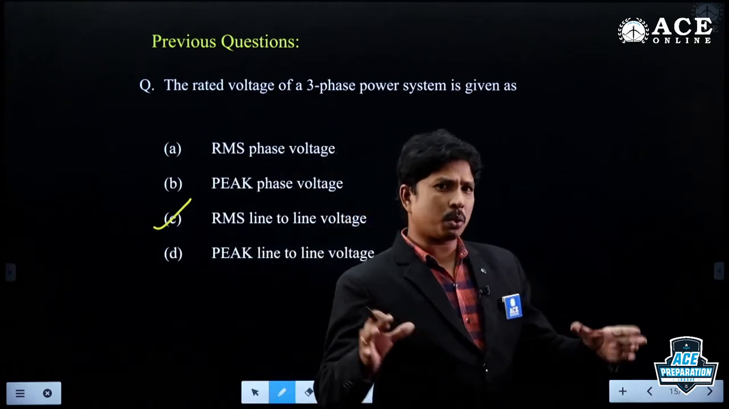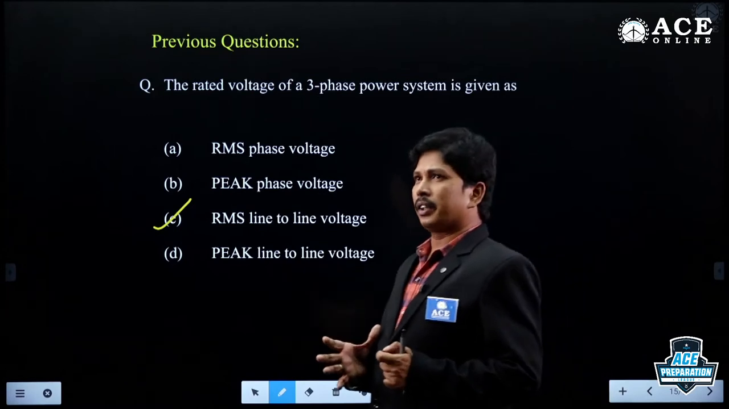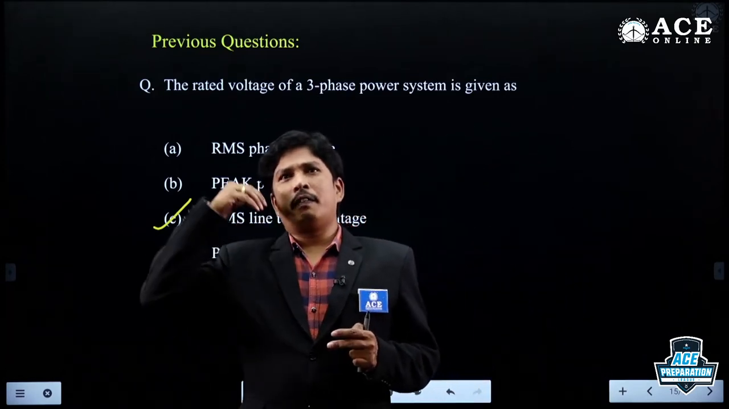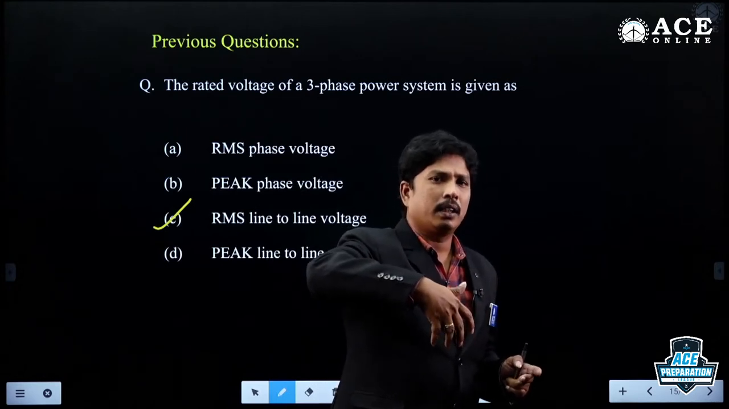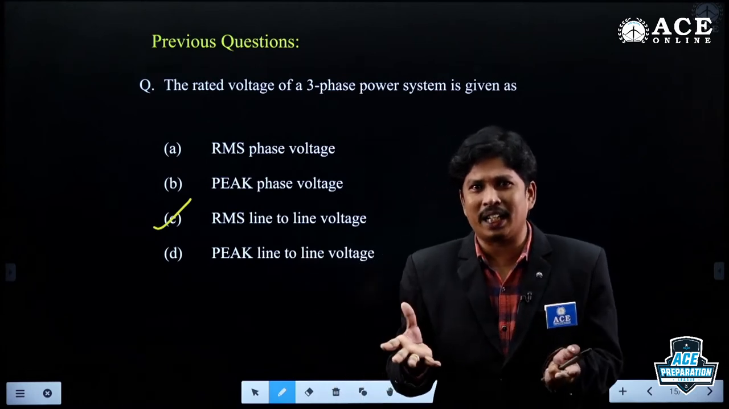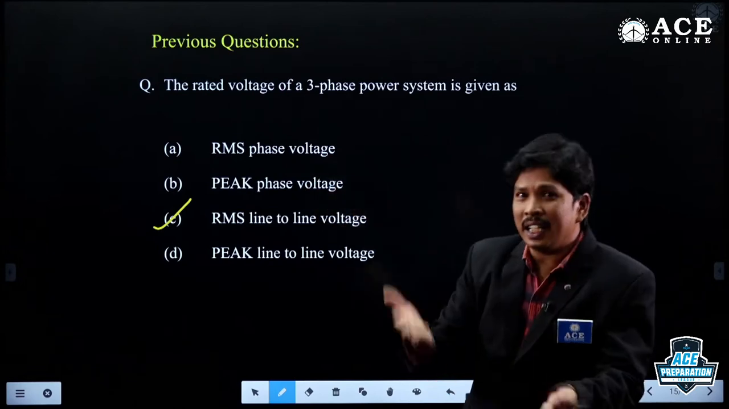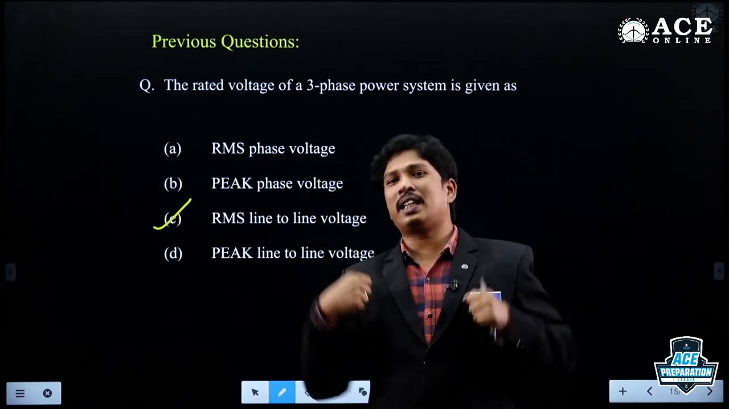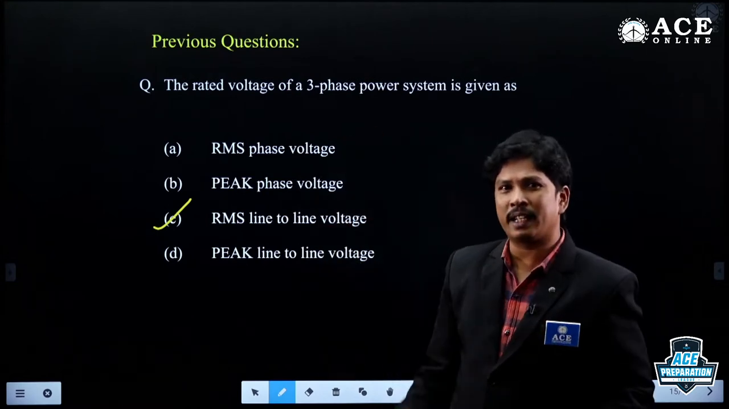Now, coming to the voltage regulation calculation, many students have a doubt. Sir, while calculating the voltage regulation, V no load minus V full load divided by what? Is it no load or full load? I have given the clarity for you. What is the rating of the generator? It is a full load voltage rating. Take the full load voltage rating. Why? Because it is already known to you, available on the nameplate details.